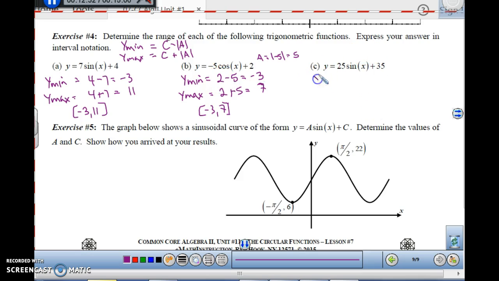All right, let's do one more. Y min and y max. All right, so what is my midline? It's going to be 35, and then my amplitude is going to be 25, so this is going to be 25 below, so that's going to be at 10, and y max is going to be 35 plus 25, which is 60. So your range will go from 10 to 60 for that.